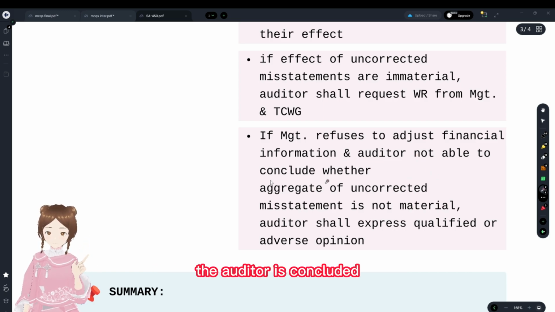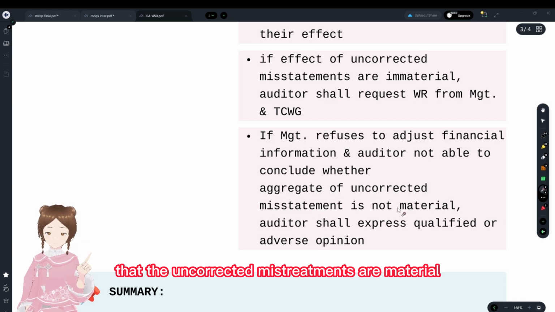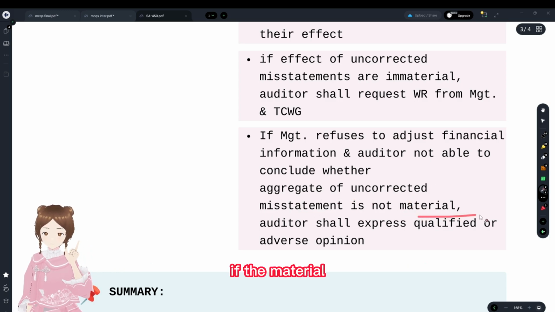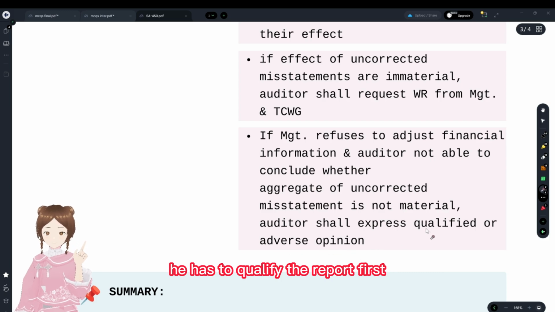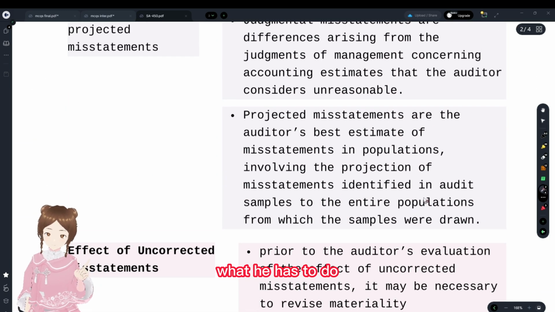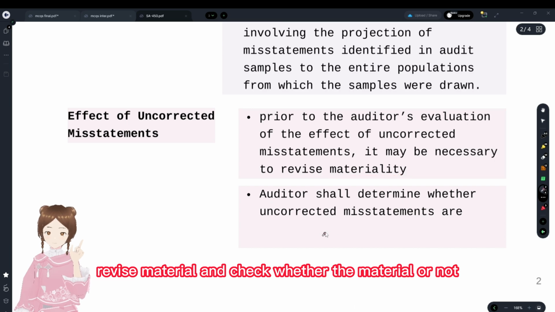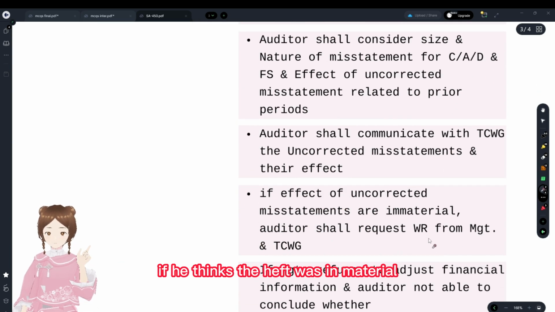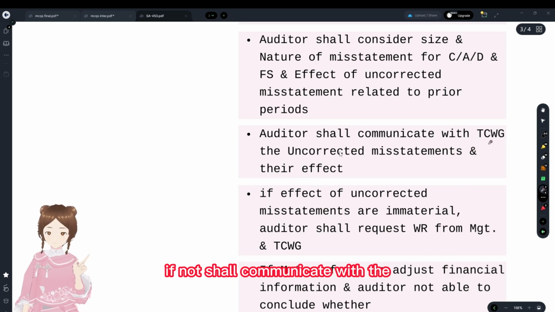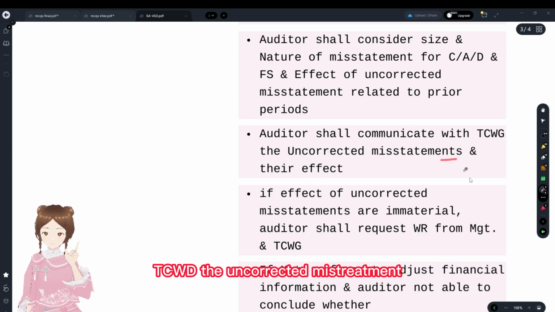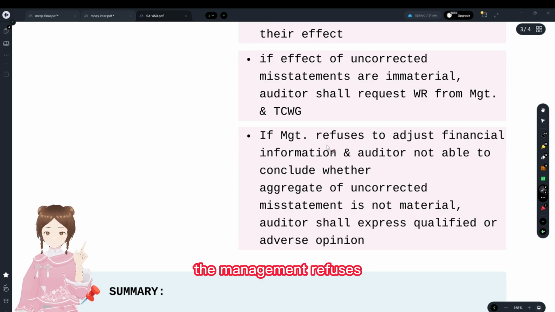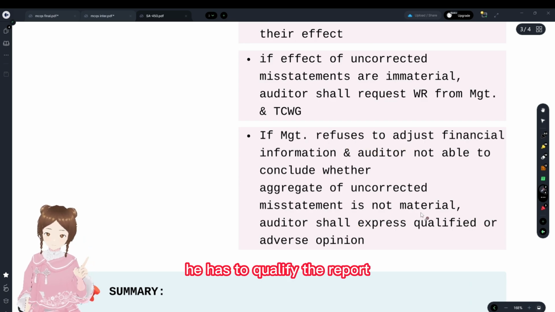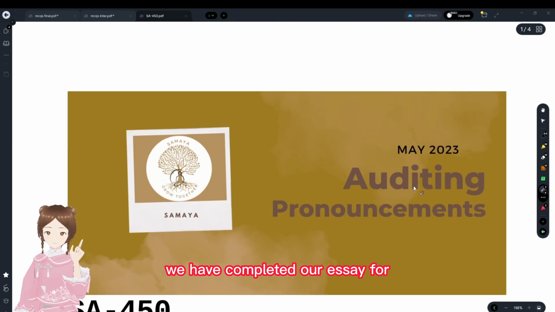The auditor has concluded that the uncorrected misstatements are material. If they are material, what does he have to do? He has to qualify the report. First, what does he have to do? Revise materiality, check whether it is material or not, and check the effect on the prior period. If he thinks it was immaterial, ask for written representation. If not, he shall communicate the uncorrected misstatement with the TCWG. If the management refuses, he has to qualify the report. And that's it. We have completed our essay 450.